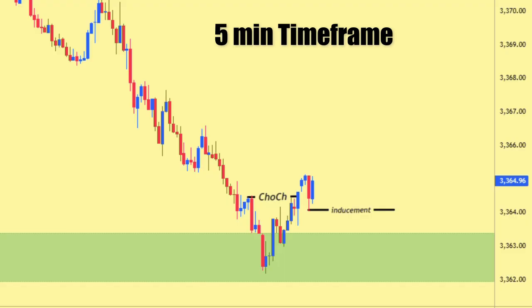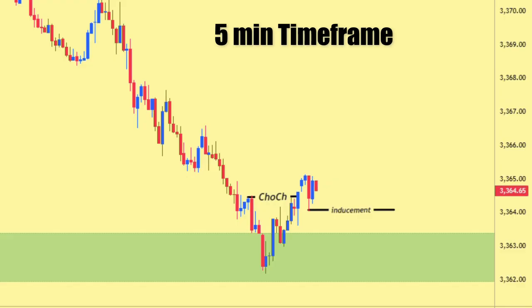This is where minor inducement forms. Price often creates a small pullback after breaking the internal high. That pullback forms a short-term low, which appears safe to place stop losses below. Early buyers enter expecting immediate continuation. However, the market does not always move straight from this point.